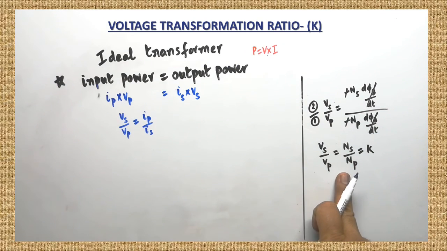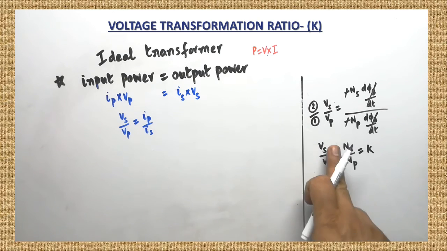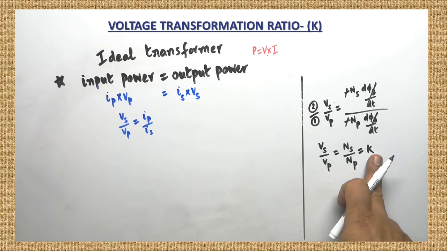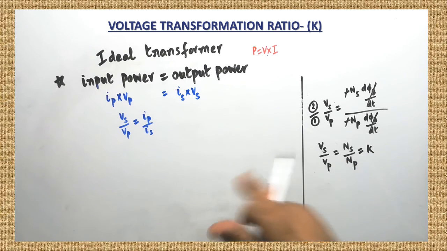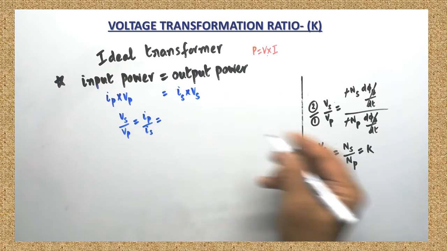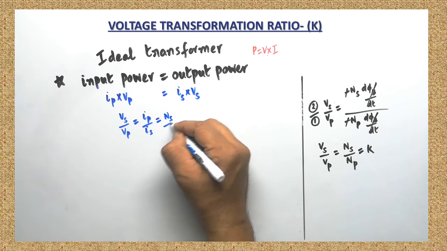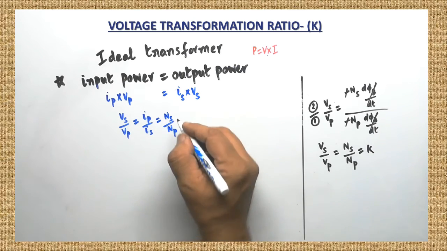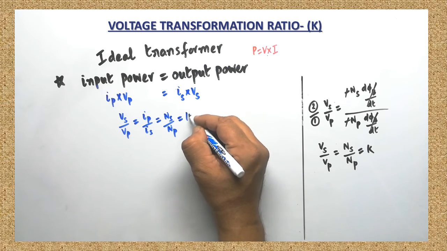Look at the equation. Without rubbing, I have kept the equation separately here. Vs by Vp should be equal to K. Ns by Np is also equal to K. Are you clear? So Vs by Vp can be equated with which one? Ns by Np. One more ratio is added in this series. All of them will be equal to K.